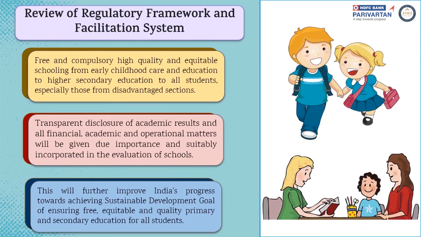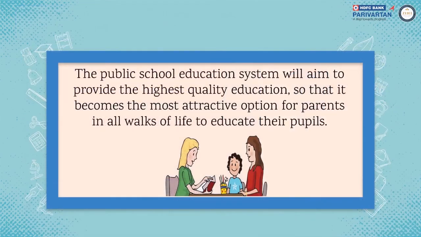This will further improve India's progress towards achieving the sustainable development goal of ensuring free, equitable, and quality primary and secondary education for all. The public school education system will aim to provide the highest quality education so that it becomes the most attractive option for parents in all walks of life to educate their children.